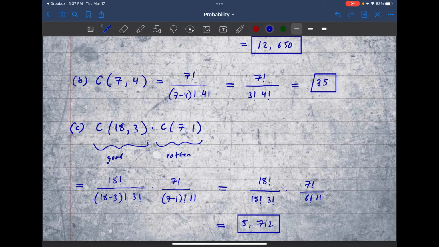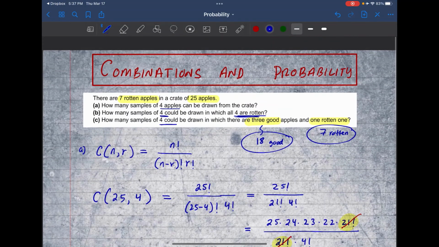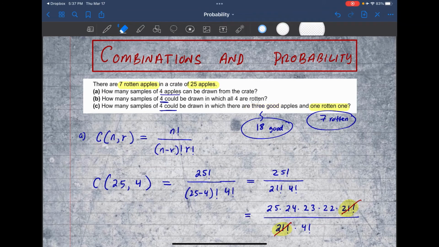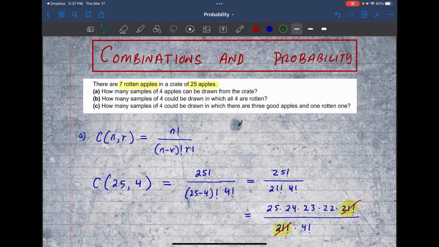Now let's tag in probability to this. We want to know what will be the probability. So let me clear this up. Let's say I want to put part D to this problem: we want to know what is the probability of getting all 4 rotten apples. Now that we're thinking of this in terms of probability, we will have to think about it as the number of ways to get rotten apples divided by all possible outcomes.